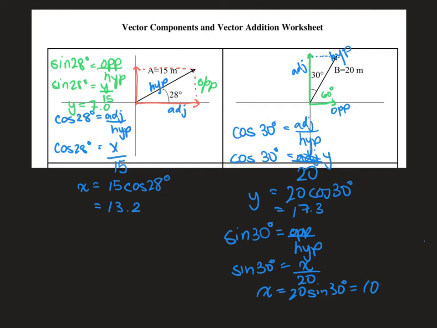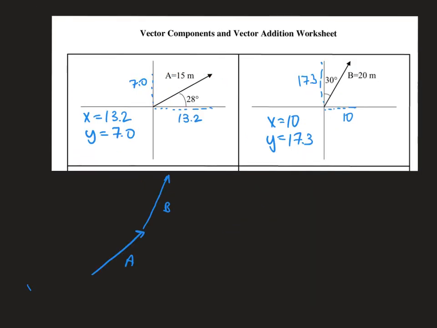Okay, so now I've got all of my values for this in the x direction and the y direction, and let's see how that's going to be added together. All I've done is clean up my calculations a little. So we have A, and if I break it into components, in the x direction 13.2, and in the y, 7.0.